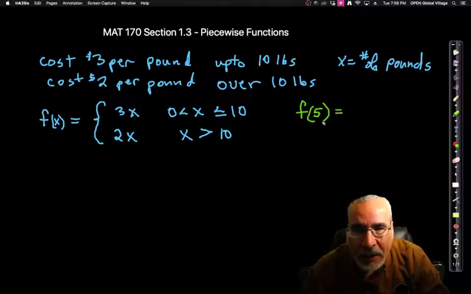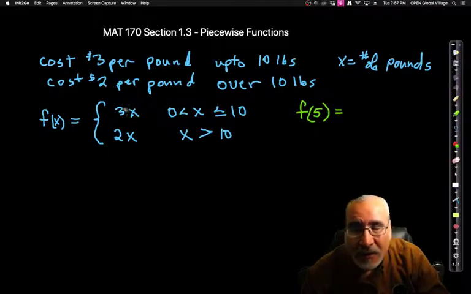Well, first I'm going to look at the x value I have. I have x equals 5, and I look for which domain that is. Is 5 between 0 and 10, or is 5 bigger than 10? Well, clearly, hopefully, the 5 is a value between 0 and 10, so I use the first piece, this first function piece.